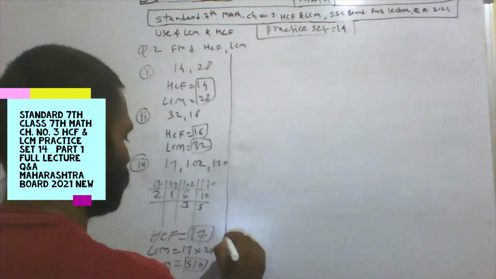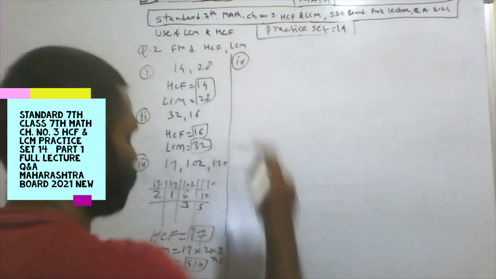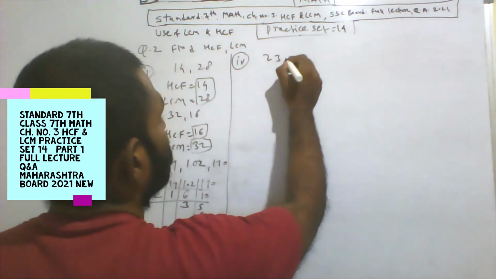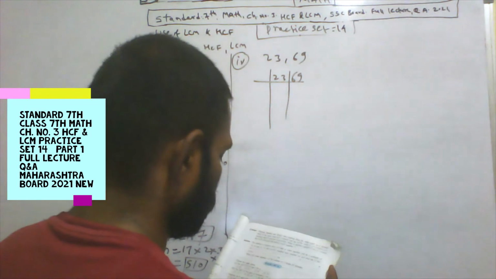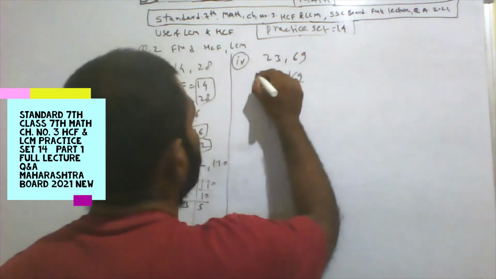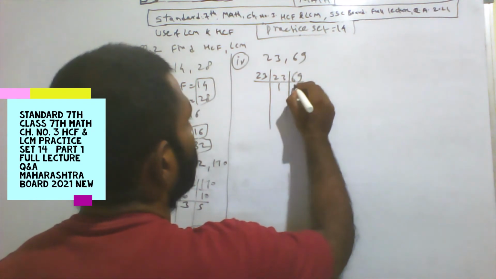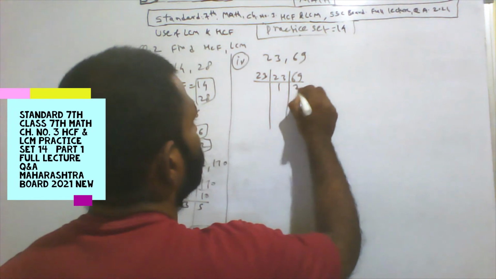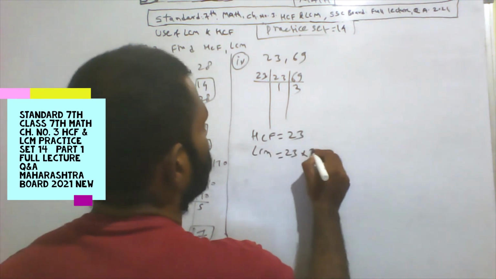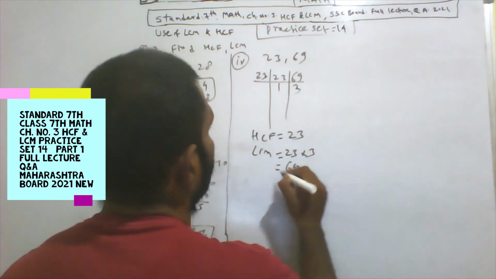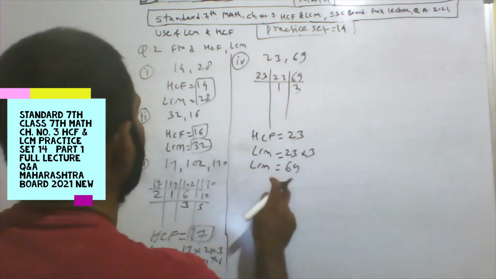Now question number 4: 23 and 69. 23 ones are 23, 23 twos are 46, 23 threes are 69. So the HCF is 23 and the LCM is 69.